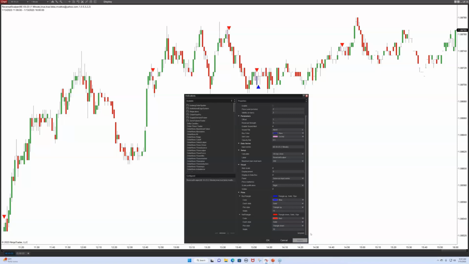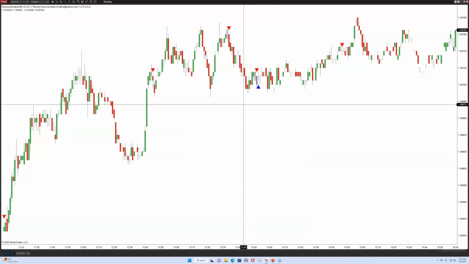See here, so you can see it's much bigger signals. Let me see another question. Does a triangle indicator print during the bar or after the bar has closed? Okay, well, that's a good question.